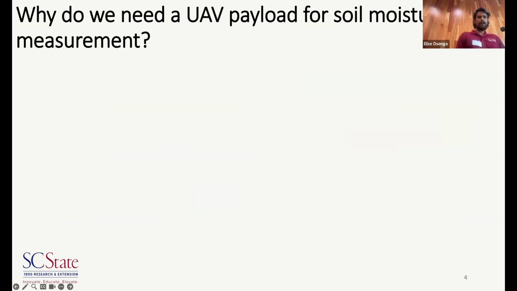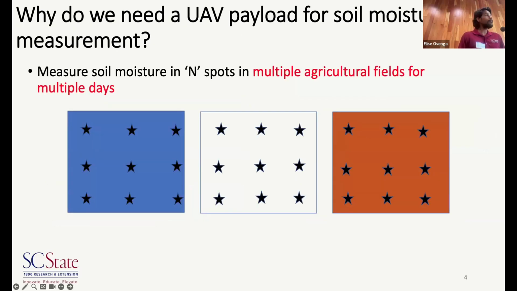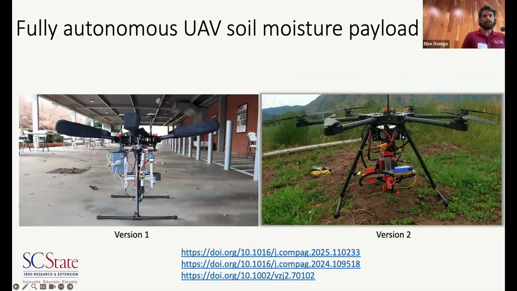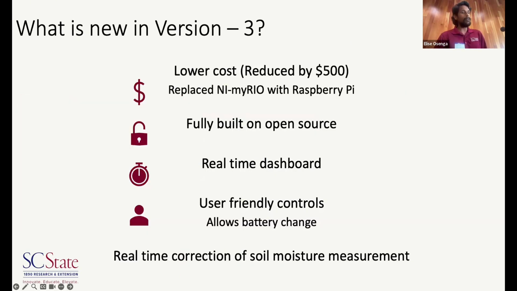So why do we need a soil moisture payload or a UAV-based soil moisture payload? We present a scenario where we have to measure soil moisture from n different spots from multiple agriculture fields for multiple days. So what are the options that are available to us? The solution we provide is a fully autonomous UAV soil moisture payload. We had two versions which were built across my PhD thesis, version 1 and version 2, where we were able to refine our payload models.